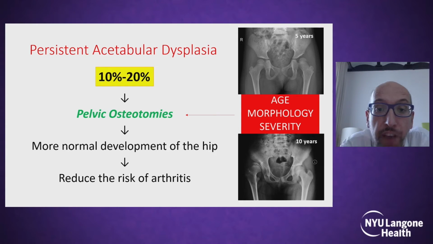So in patients that have failed initial treatment and have developed persistent acetabular dysplasia, pelvic osteotomy becomes the treatment option. And this strategy needs to be performed taking into account the age and the morphology of the dysplasia in order to ensure the best possible development of the hip and reduce, as I mentioned before, the risk of arthritis.